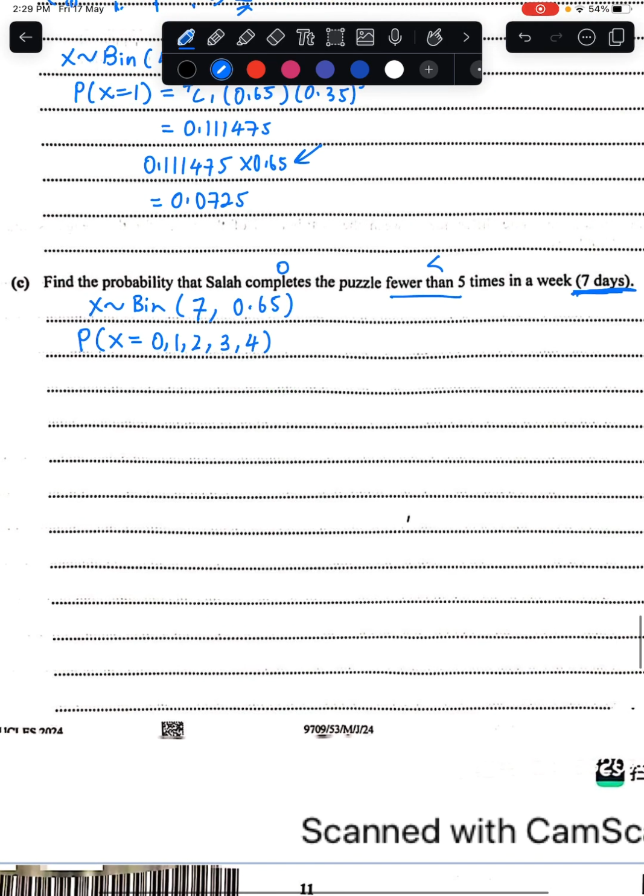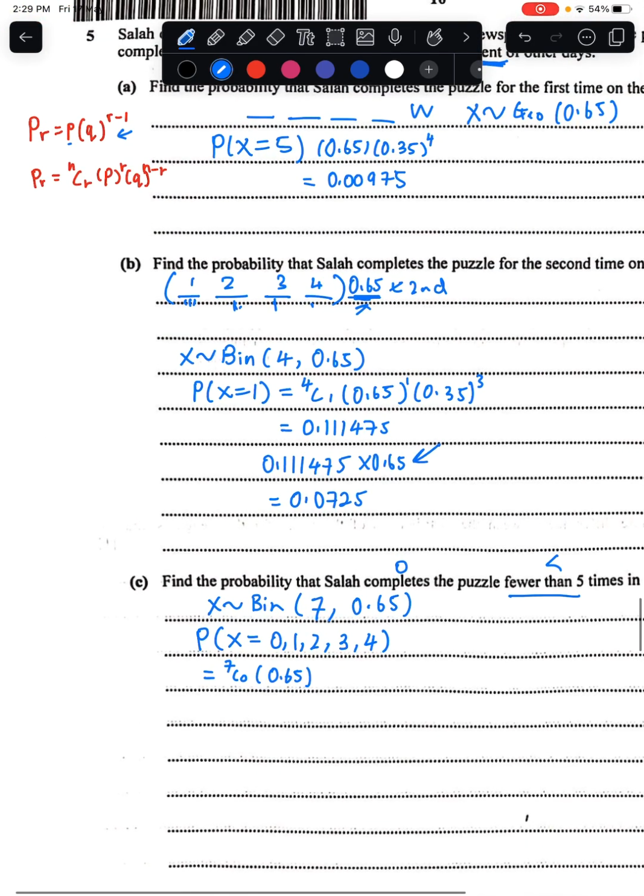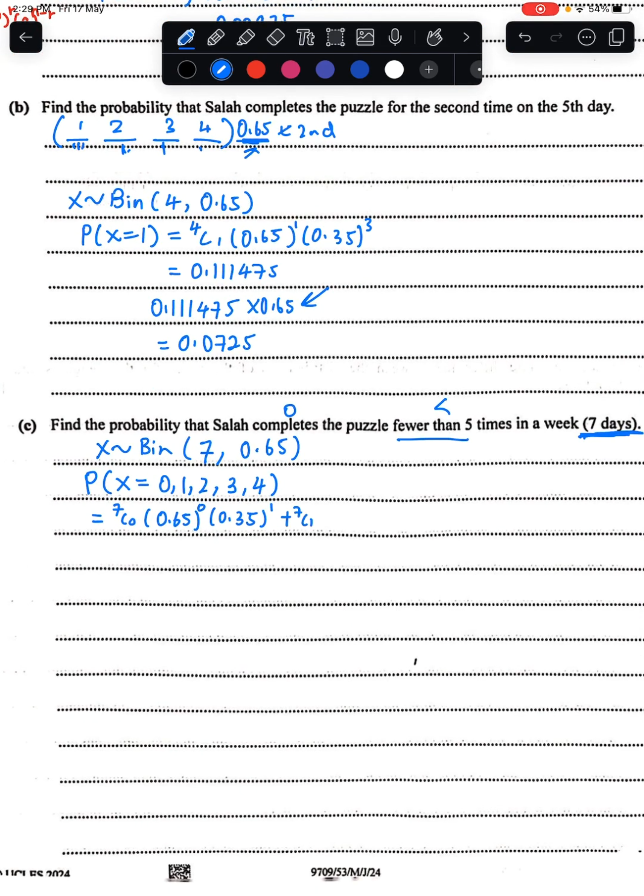So we start with 7C0 times 0.65, and you can see the formula, p and r is 0, and 0.35 to the power of 7, plus 7C1. Okay, it's a very lengthy process. If you realize, one power goes up, the other goes down. That's the pattern here.